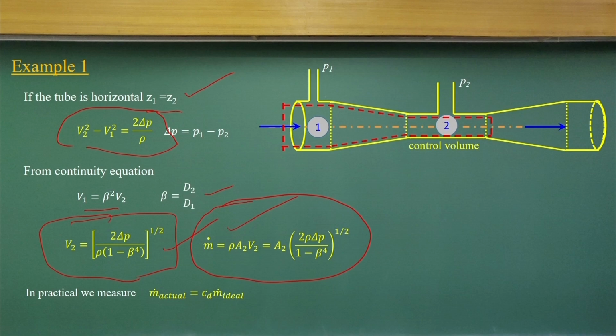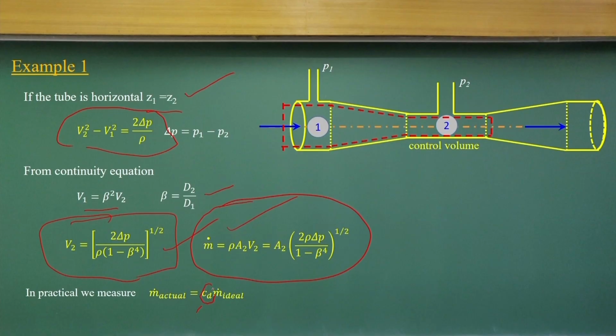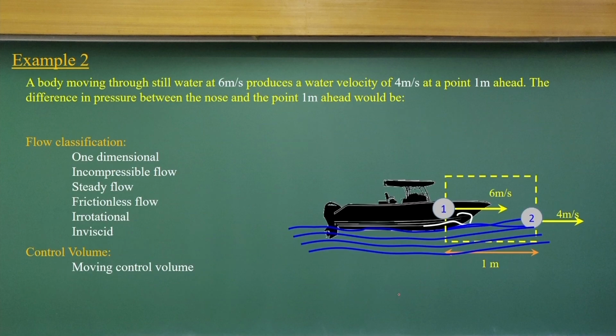But please remember, as we have not considered energy losses, we need to incorporate a CD value, which is the coefficient of discharge, into these computations to find out the actual value. This is the m dot theoretical value, and this CD value comes from experimental study.